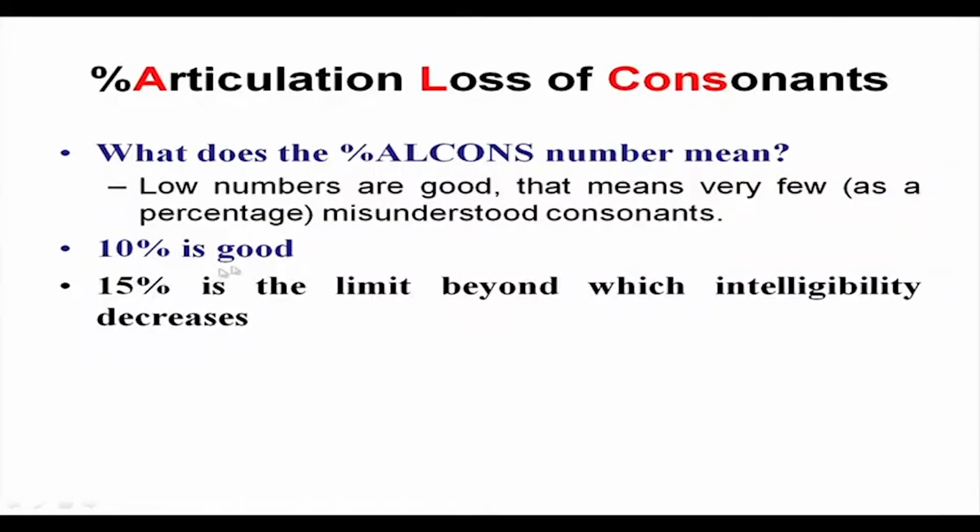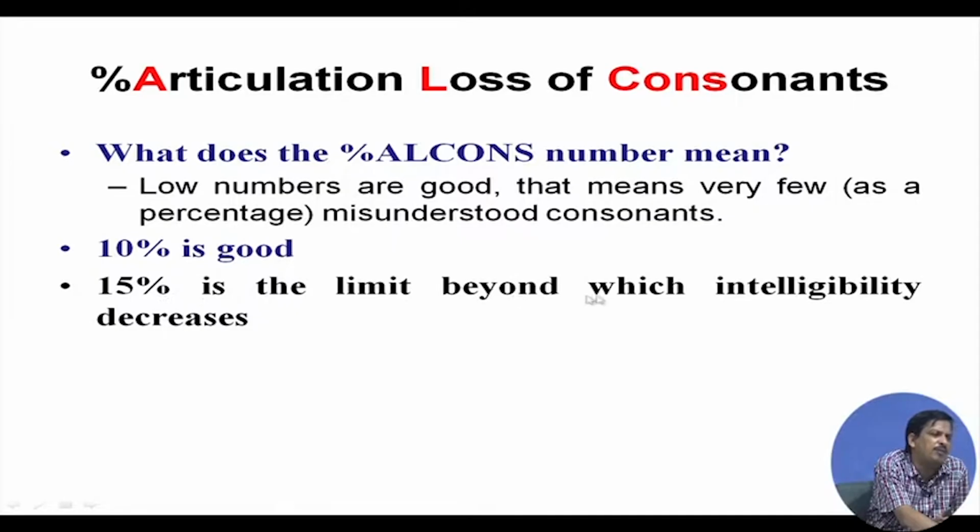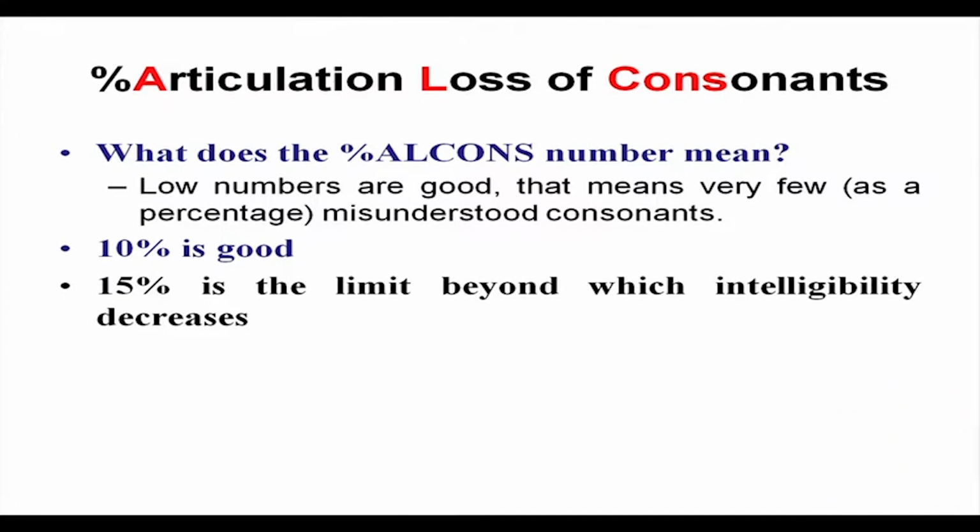There is a value: 10% is good and 15% is the limit beyond which intelligibility decreases. If it is more than 15%, the speech intelligibility of that auditorium is very low.